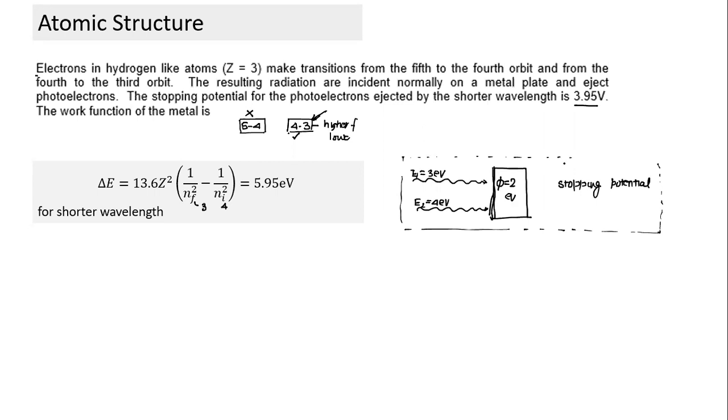Yes, sir. What will be the stopping potential if 2 different radiations are falling on a metal plate? 2 volts. Why 2 volts? Why not 1 volt? Stopping potential depends on both. See, this radiation will lead to maximum kinetic energy equal to 1 electron volt.